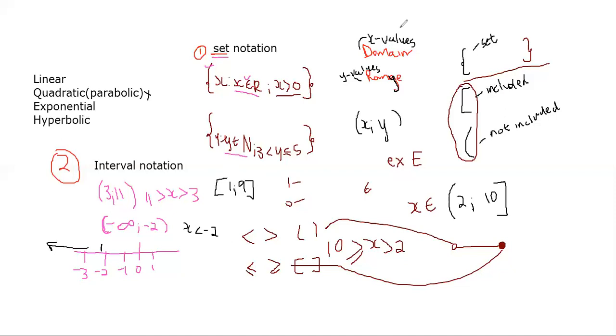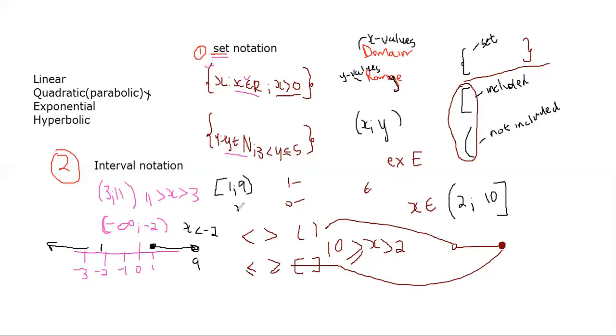This means that this 1 is included, right? We start here at 1. We start here, it's included. Then we go all the way to 9, but that 9 is not included, right? That 9 is not included.